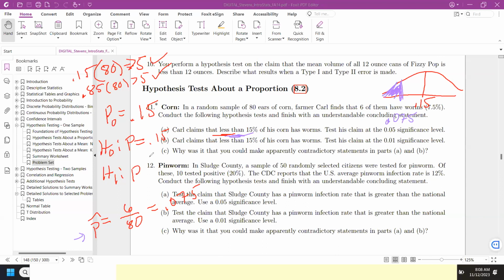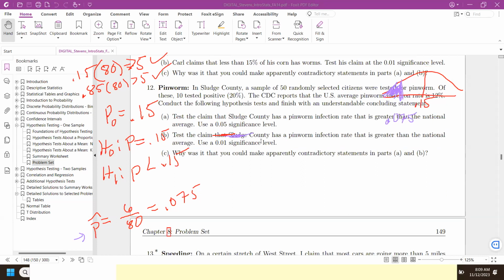So we want to say that p is less than 0.15. Okay, now to do this by hand, what do we want to do? Well, we have to calculate a standard deviation. We know the mean. The mean is the middle, that is at 0.15, and we have to get a standard deviation for those proportions.